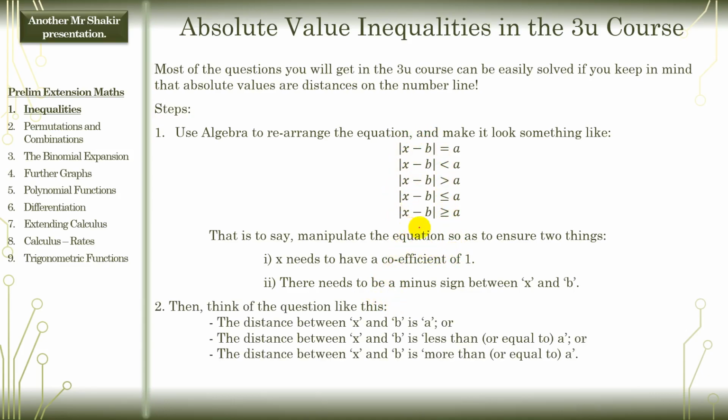Once the inequality looks like that, you think of it like this: the distance between x and b is a. In this question, they're telling you the distance is a. Over here, they're saying the distance between x and b is less than a, or more than a. You get the idea. If you just think of it like that, you'll find it's very easy. Then we plot this graphically on the number line to solve. We shade the region that is more than a, less than a, or where the distance is a, whatever it is.